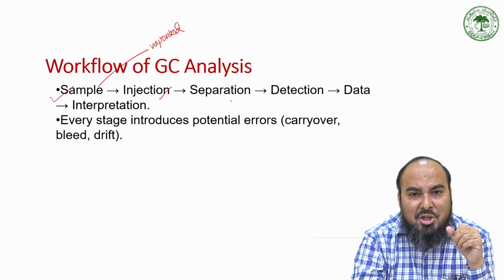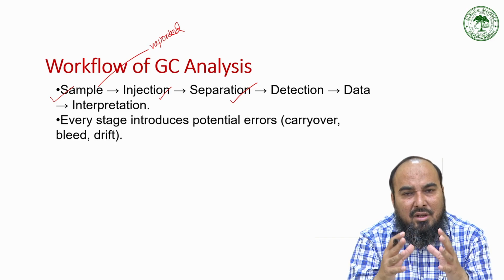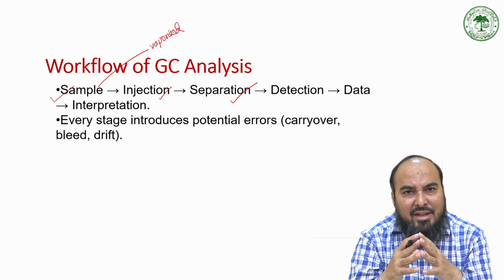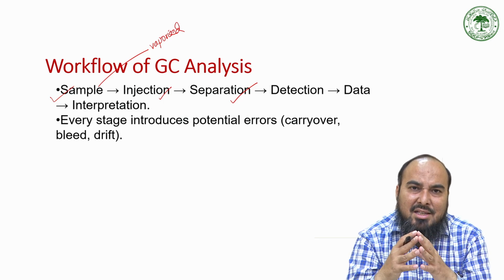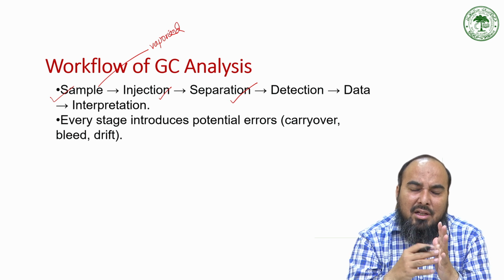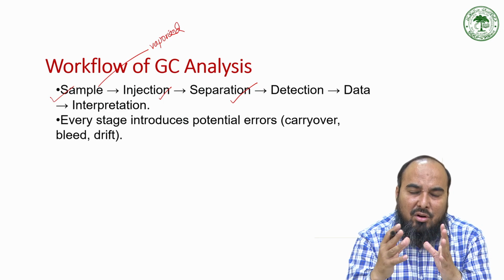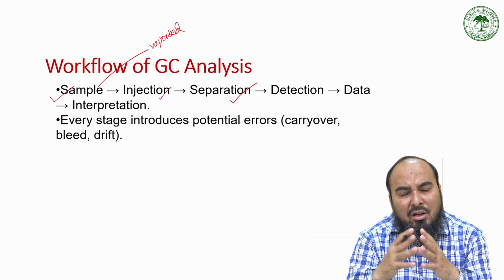Similarly, then the separation occurs. That actually occurs in the heart of the column, which contains the stationary phase and the mobile phase. For example, if it is GSC, then the principle will be adsorption of the solute. But if you have GLC, then it will be the partition of your components between the stationary phase and the mobile phase.